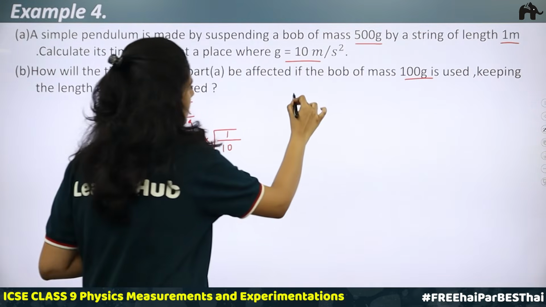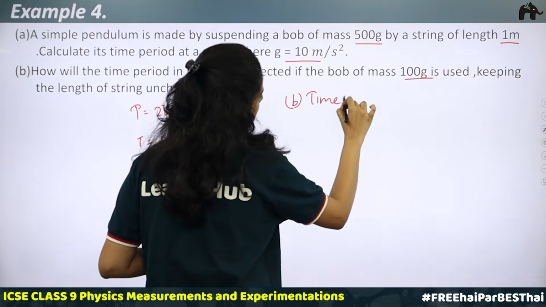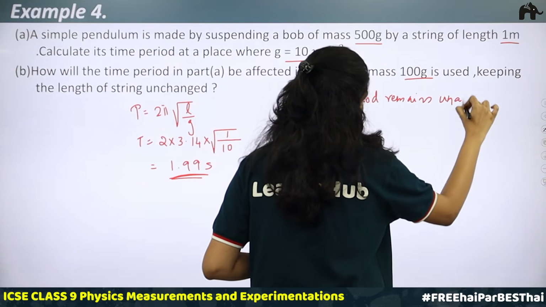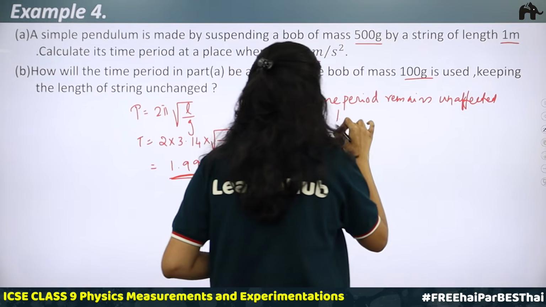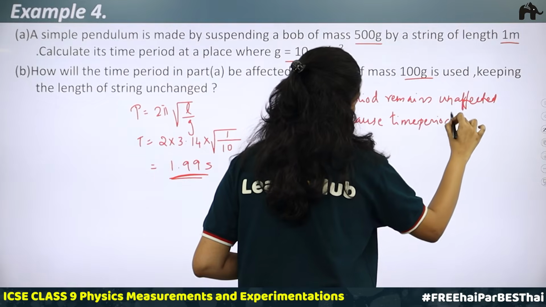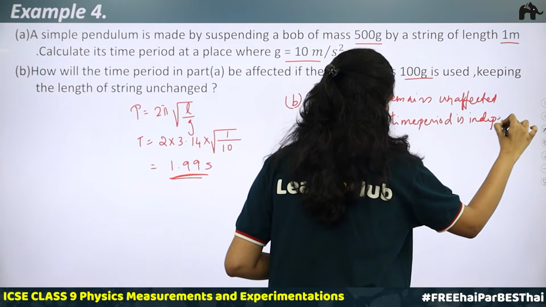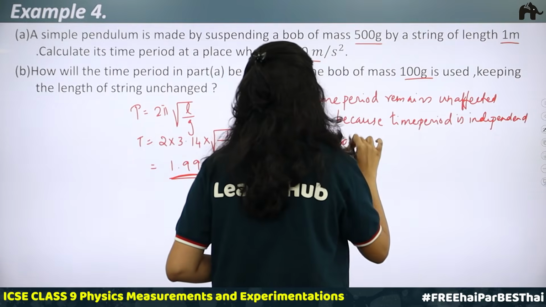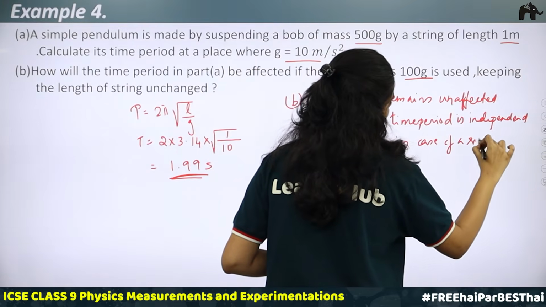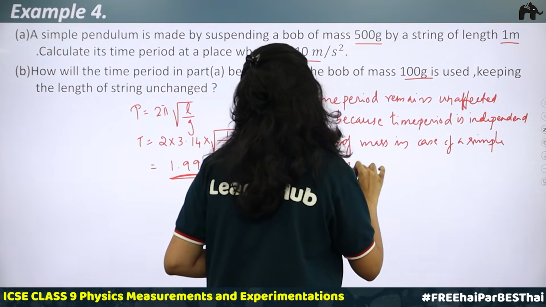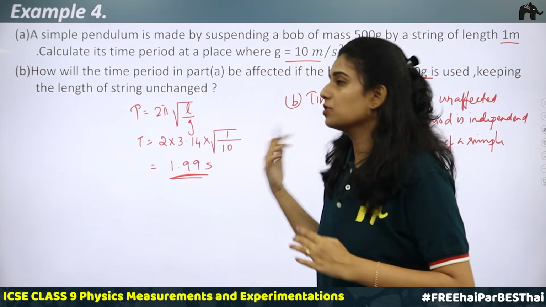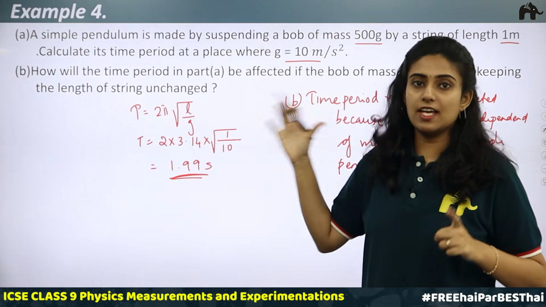Okay, so B part: time period remains unaffected because time period is independent of mass in case of a simple pendulum. Okay, so when mass changes, don't think that the time period is also going to change, because time period depends only on the length and acceleration due to gravity.